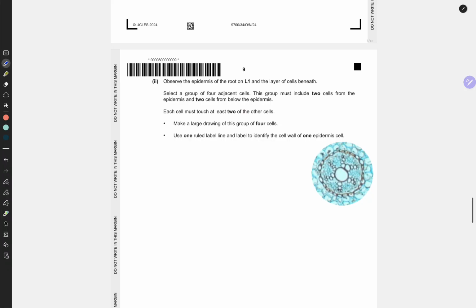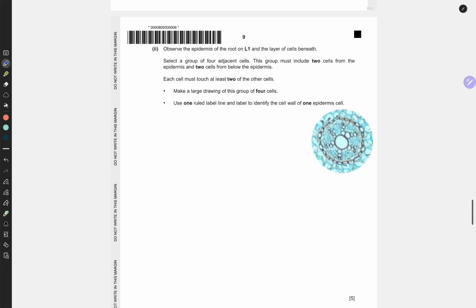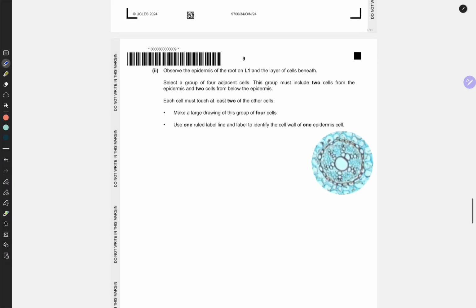Then observe the epidermis of the root on L1 and the layer of cells beneath. Select a group of 4 adjacent cells. This group must include 2 cells from the epidermis and 2 cells from below the epidermis. Each cell must touch at least 2 of the other cells. Make a large drawing of this group of 4 cells. Use one ruled label line and label to identify the cell wall of one epidermis cell.